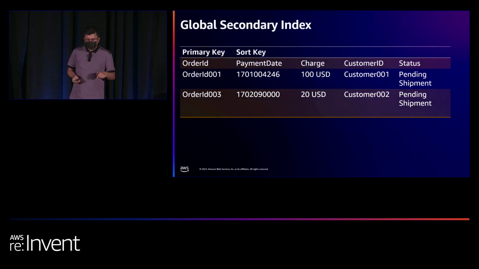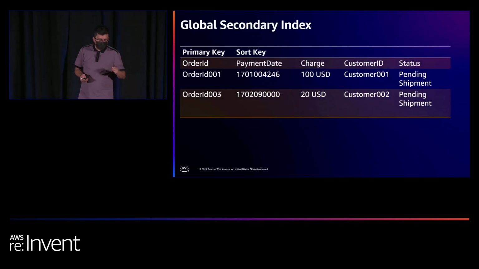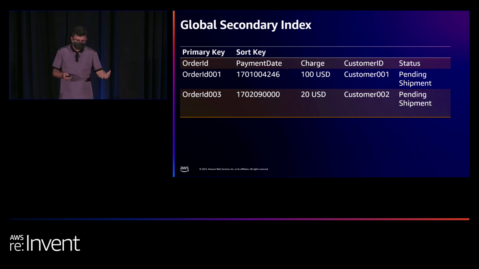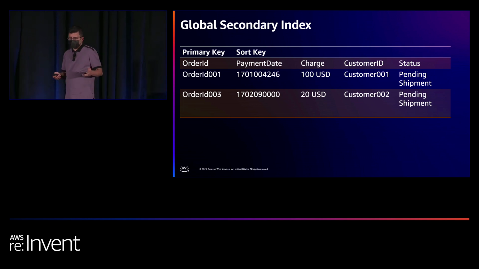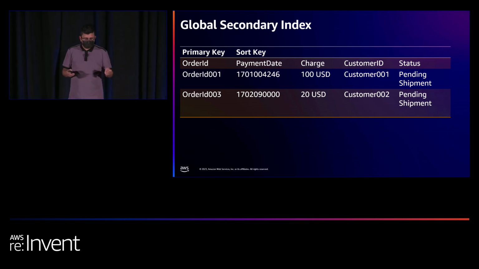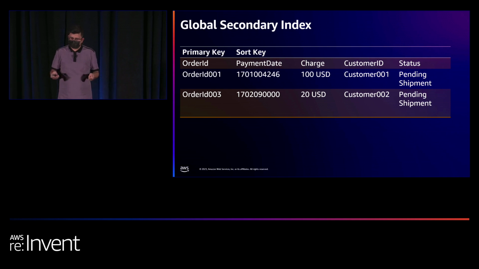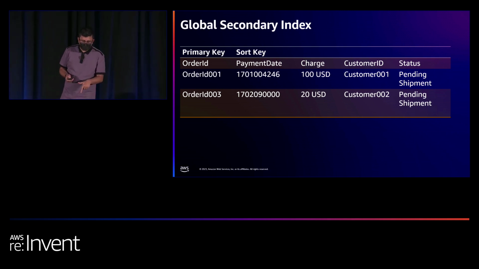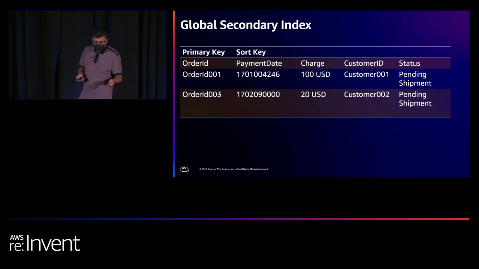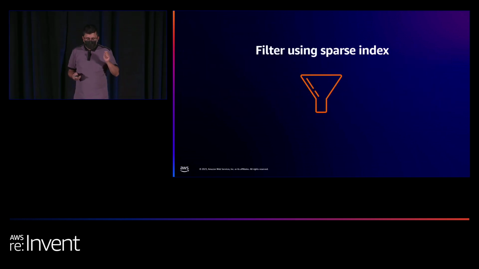Now, coming back to the question that we were trying to answer: how do I figure out what customers need to be charged and the orders need to be shipped? One way we discussed was you just scan and filter based on the payment date, right? But that would be expensive. So we can essentially create a global secondary index for this, where your hash key is the order ID and your sort key is the payment date. Now, what this creates for you is a sparse index.